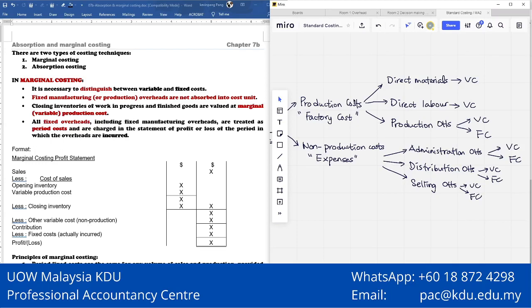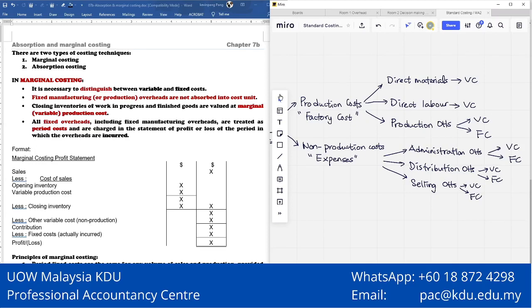The reason is, when we want to calculate our product cost per unit, only the production cost can be used. When we want to calculate the inventory valuation, only the production cost can be involved. We cannot use expenses to value our stock. We cannot use expenses to value our inventory. So that's why, although variable production and variable non-production are both the variable type, we cannot put them together. The first feature of marginal costing: fixed cost and variable cost must be separated.